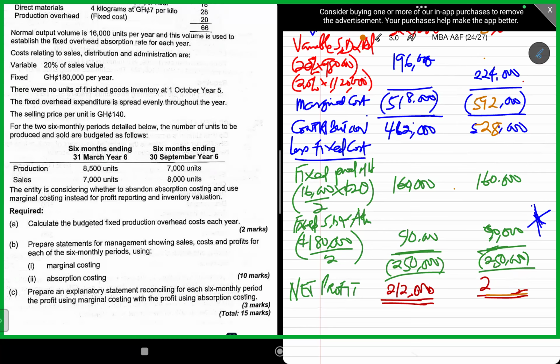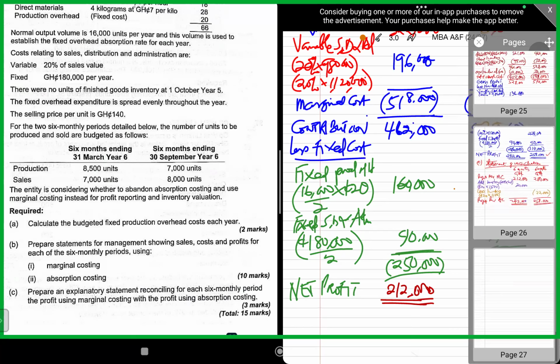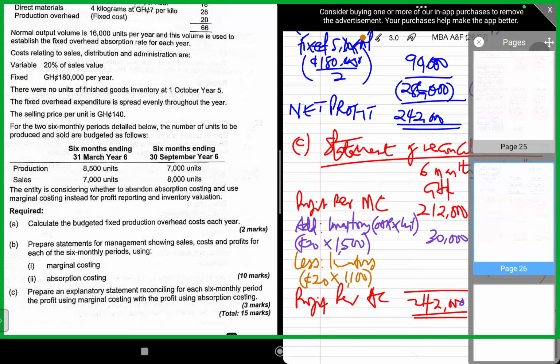528,000 less 250,000 is 278,000. This is the net profit for the marginal cost, 278,000. Yes, right?